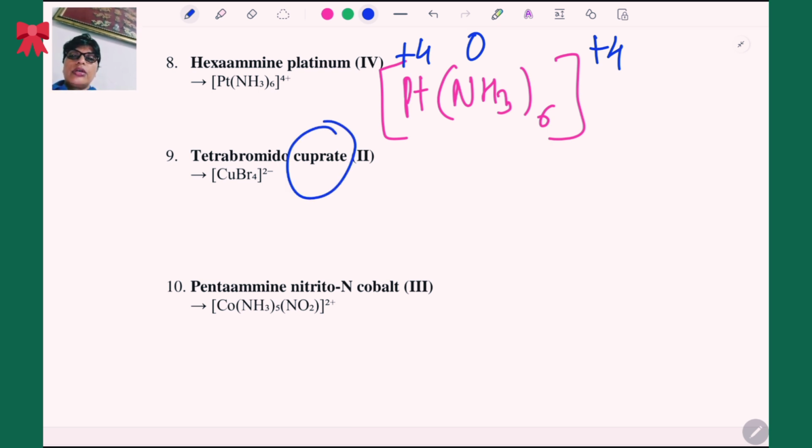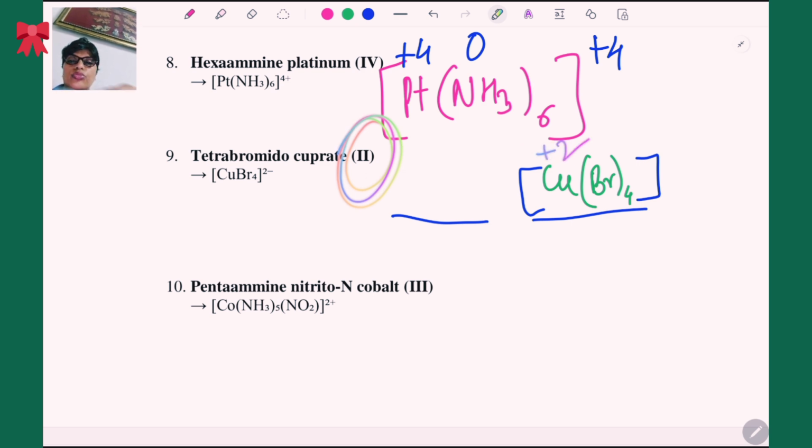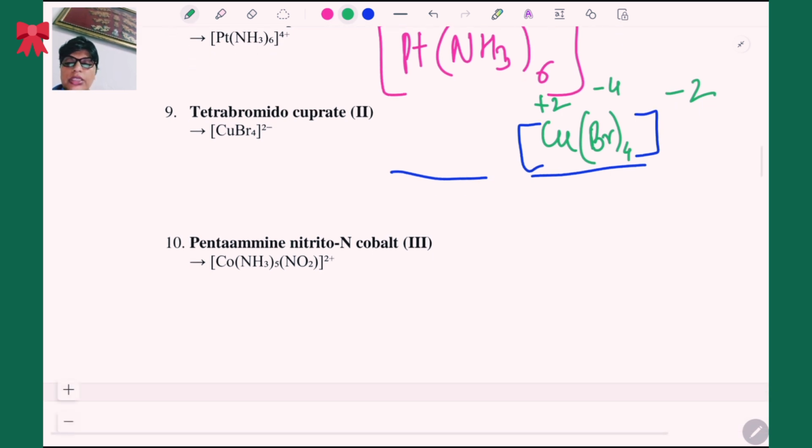So cuprate means it's in the negative square bracket. So this is positive, this is negative. So negative square bracket first of all you draw, then write down tetrabromido. So you write down bromine how many times? 4 times. And cuprate means copper, so you write copper. Let's do the rough work. So copper is given as how much? 2. So this has to be 2. Got it? So we'll write it as +2. Bromine is -1 into 4 is -4. So the total charge is +2 into -4 is -2. So this is your answer. There is no cation over here.